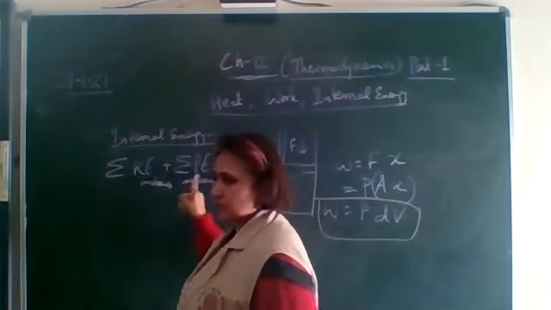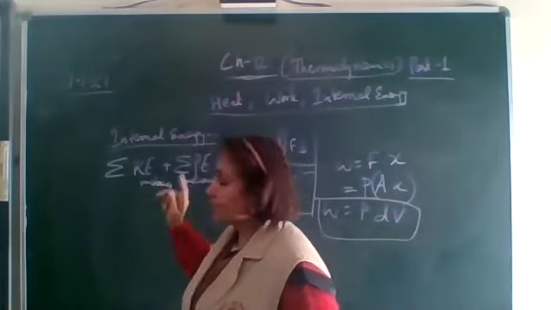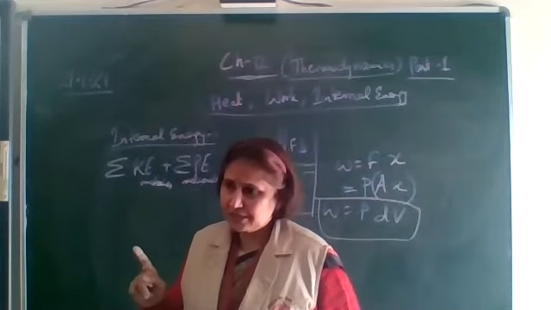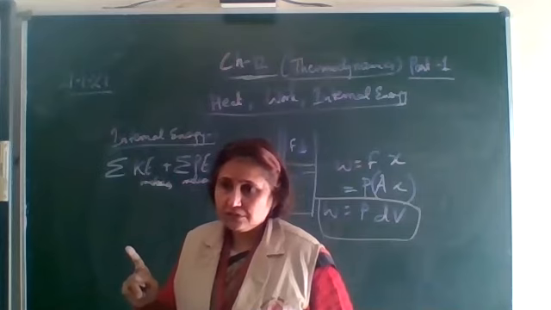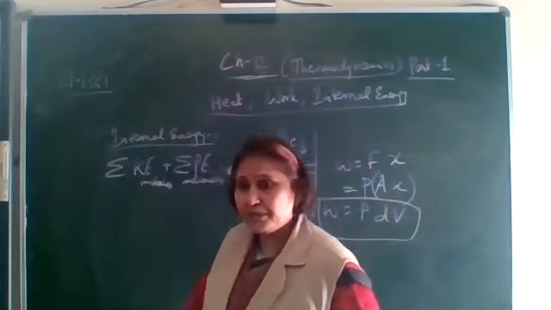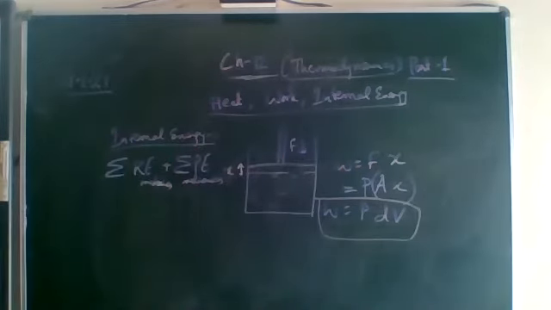Okay, now for a real gas, kinetic is also there, potential is also there. But for an ideal gas, we know that the intermolecular forces are zero. You studied this in the postulates of kinetic theory of gases. Ideal gas means which strictly obeys Boyle's law, Charles' law, and for that the intermolecular forces are considered to be zero. So what is the potential energy? Potential energy is zero. So for an ideal gas, the internal energy is only the summation of kinetic energy of the molecules. No potential energy exists.